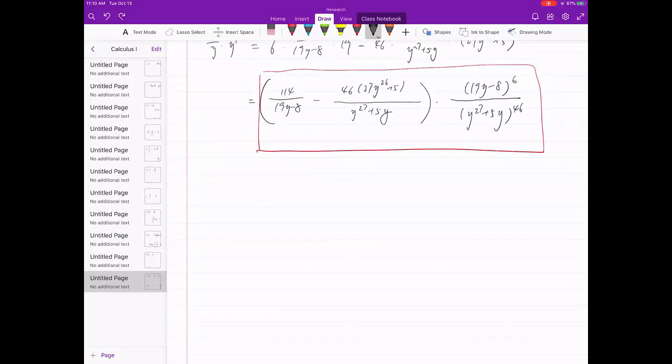Adam? Yeah, could you do problem 10 in 3.3? 3.3, 10. The limit equals that. Okay.